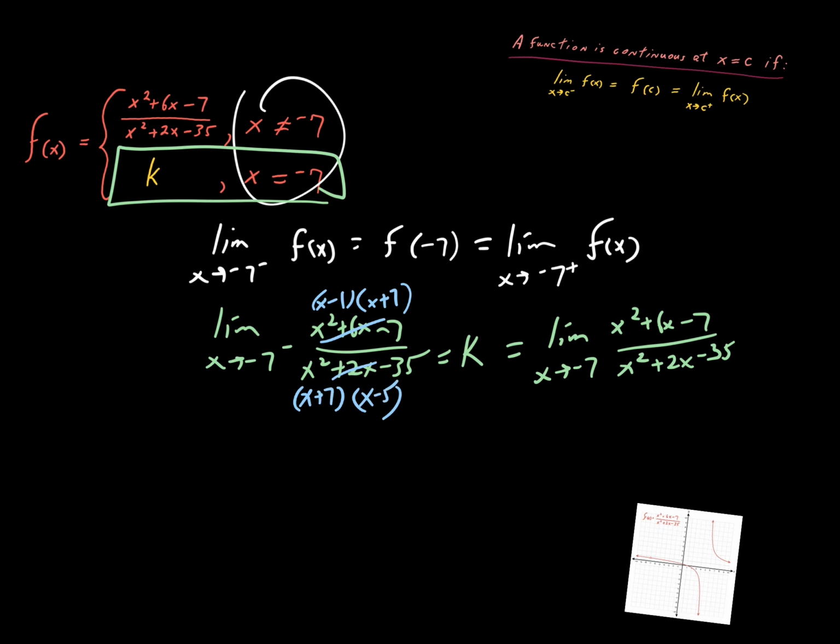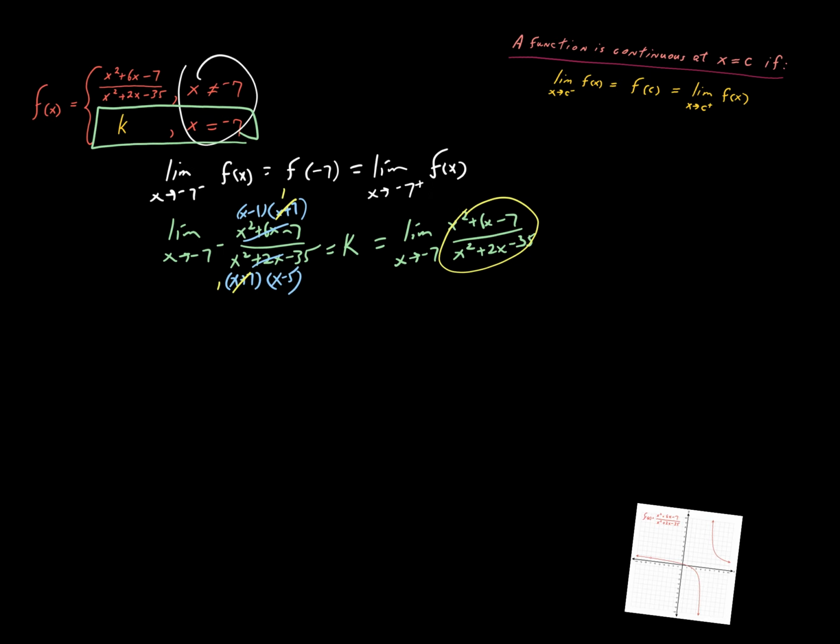Okay, so what can we cancel out? We get to cancel out an x plus 7 with an x plus 7. And guess what? We're going to do the same thing over here. So watch what this comes out to be. Let me just make this smaller. We now have the limit as x is approaching negative 7 from the left. We're left with x minus 1 over x minus 5.